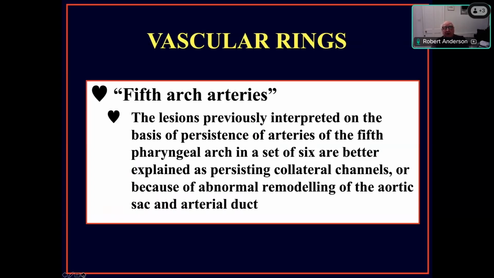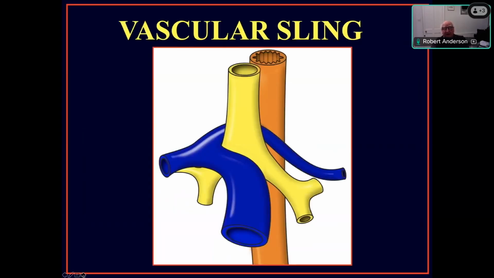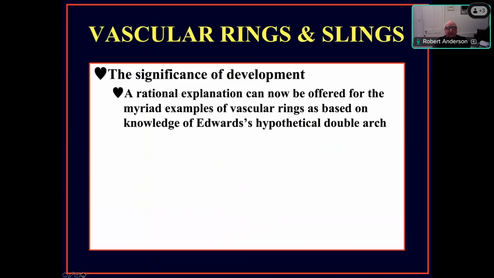There's another lesion I have to mention, which is the vascular sling. And the vascular sling, of course, is when the left pulmonary artery takes origin from the right pulmonary artery and inserts itself between the trachea and the esophagus. And this has nothing to do with remodeling of the vascular system. This is a malformation of the trachea, and that is why so often we have complete tracheal rings.